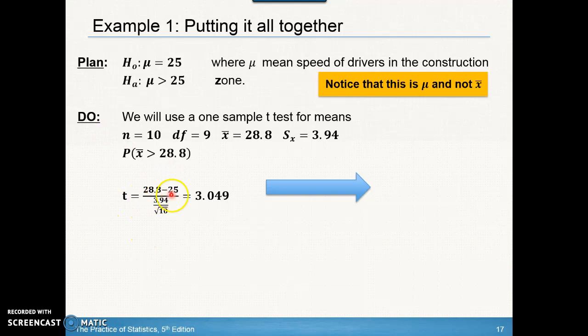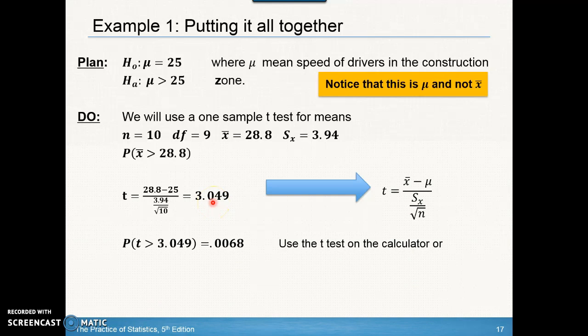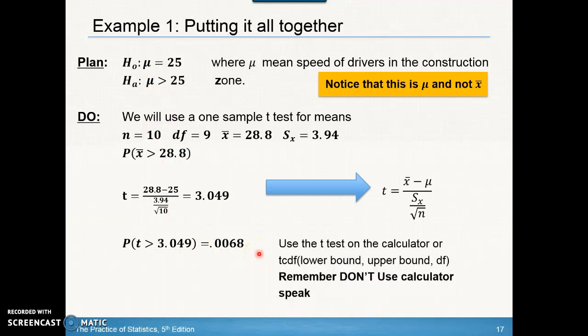Here's our statistic minus the null divided by the standard deviation, which, remember, is the same thing as your standard error, the standard deviation of the statistic. Then make sure you include the probability statement with your t-score. What's the probability that I get this test statistic this extreme or more extreme, in the direction which is greater than, of the alternative? 0.0068, okay? You can use the t-test on the calculator to get that answer, or use your t-CDF. Just remember, don't use calculator speak.